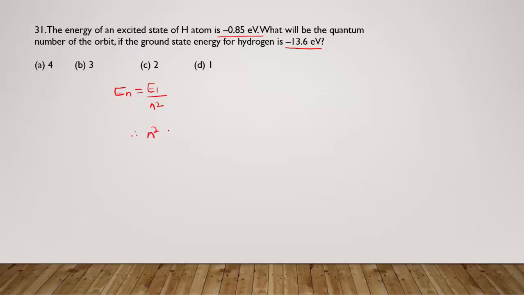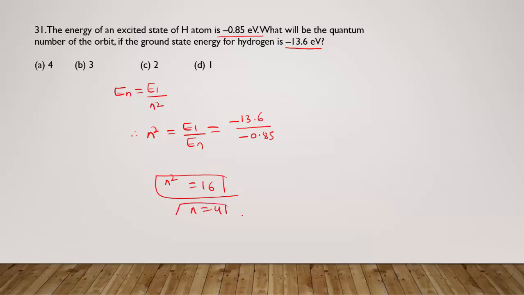Therefore, n square is equal to E1 divided by En. Energy in the first orbit is minus 13.6 electron volt. In that nth orbit it is minus 0.85 electron volt. Minus 13.6 divided by minus 0.85, you get n square is equal to 16, and n is equal to 4. Option A is the right answer.